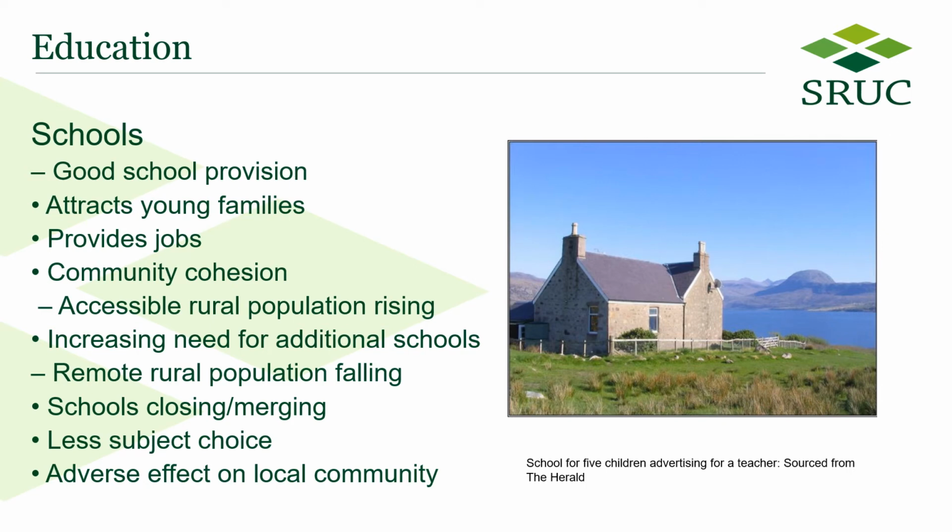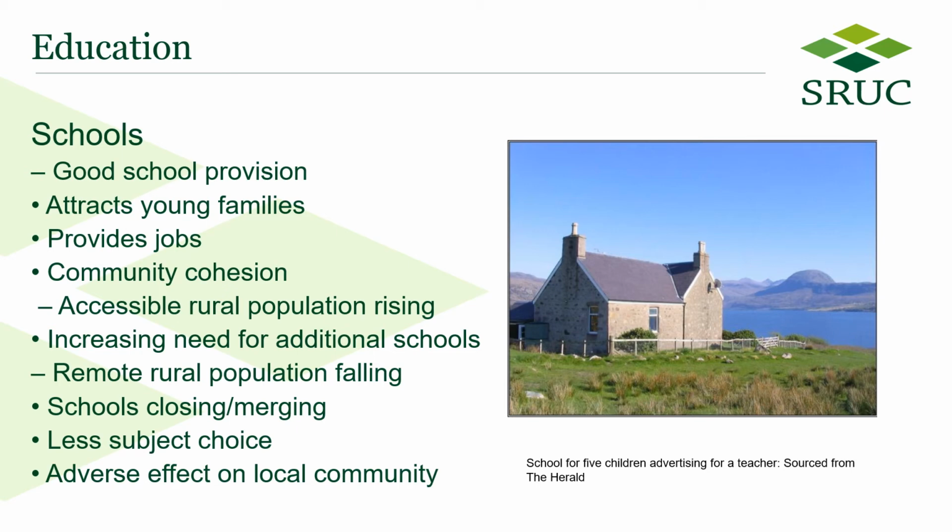And for an accessible rural population that's rising, you would need an increasing number of additional schools. So that puts pressure on the existing rural areas. And in the remote rural population, which is falling, you have schools closing or merging, you have less subject choice, and an adverse effect on the local community.